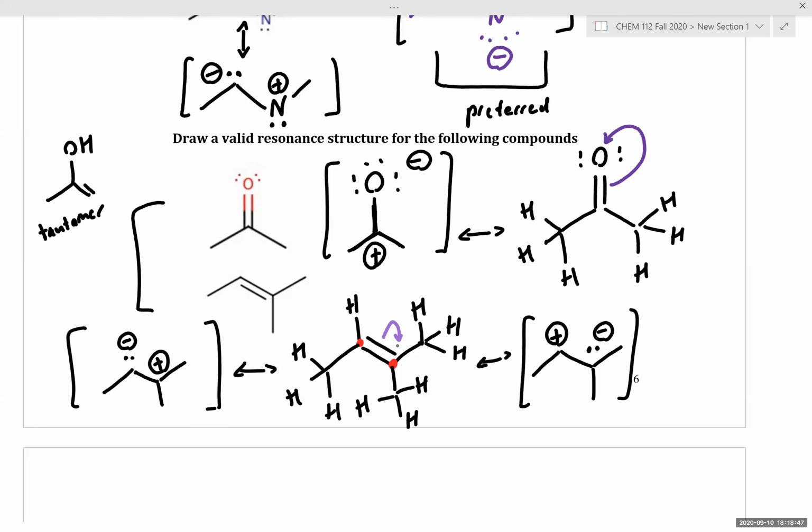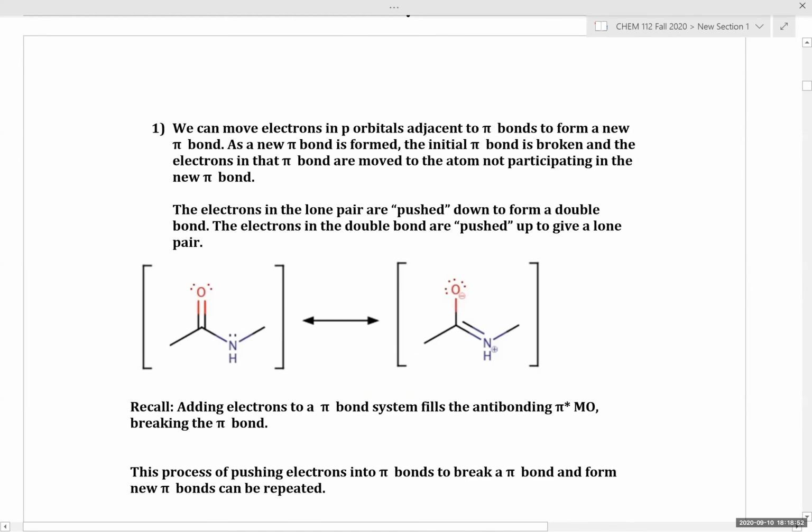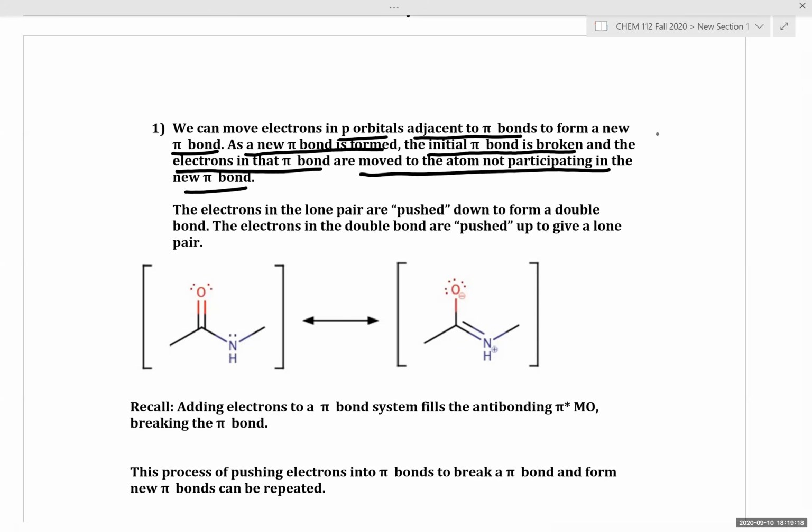Yep. Perfect. Okay, so we're going to add another rule. We can also move electrons in p orbitals adjacent to pi bonds to form a new pi bond. So in this process, as a new pi bond is formed, the initial pi bond is broken and the electrons in that pi bond are moved to the atom not participating in the new pi bond. It's very wordy, but it can be distilled down into the following visual heuristics.